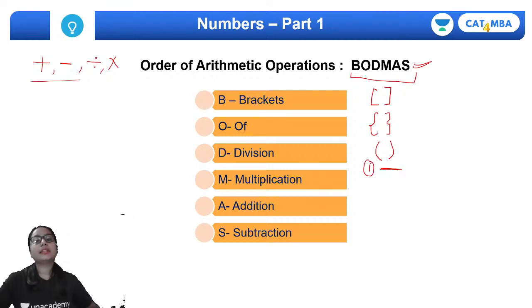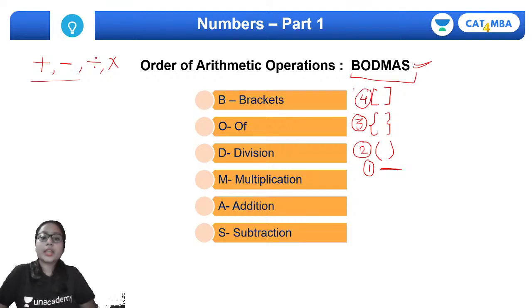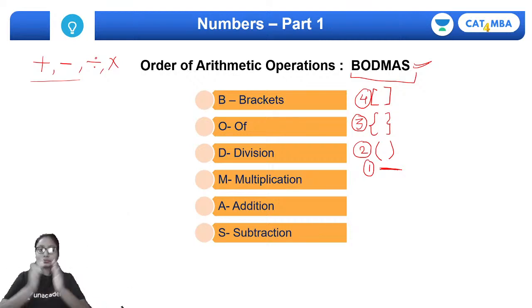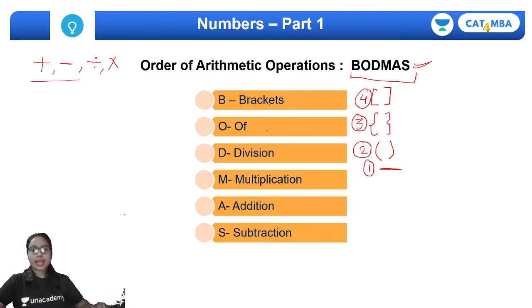First, we solve the bar bracket. Then we solve the parenthesis. Then we solve the curly bracket, and then we solve the box bracket or square bracket. So first of all, we solve the operators which are inside the brackets. Second in the order is off. Off stands for multiplication. If the off term is there, we replace it by multiplication, and this is solved after the brackets.